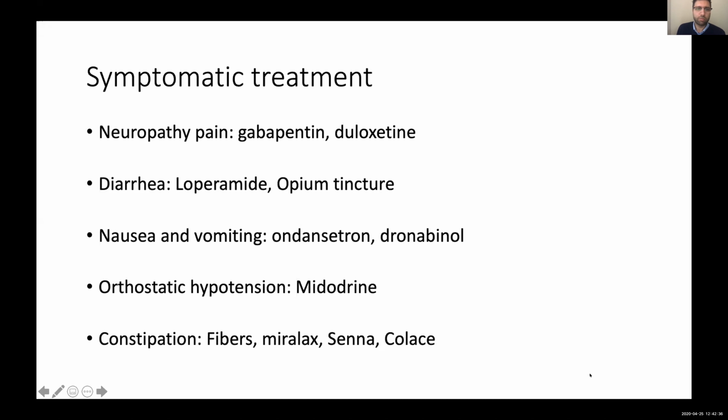For diarrhea, loperamide and opium tincture work very well. For the nausea and vomiting, we use ondansetron and dronabinol. For orthostatic hypotension, midodrine. We can also use other things like droxidopa and fludrocortisone. And for the constipation, Miralax, which has a lot of fiber, and linaclotide, among others.